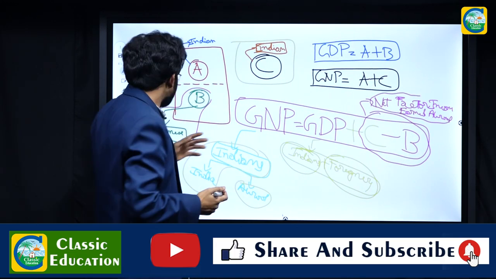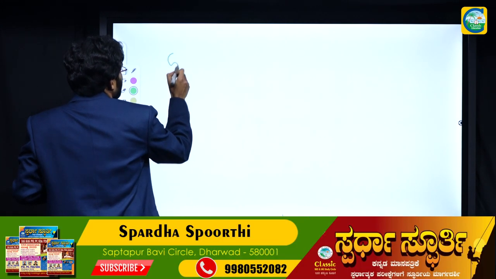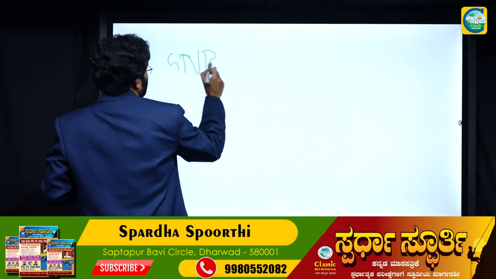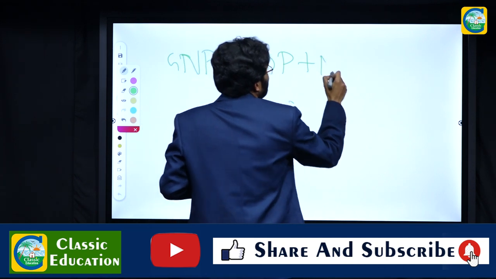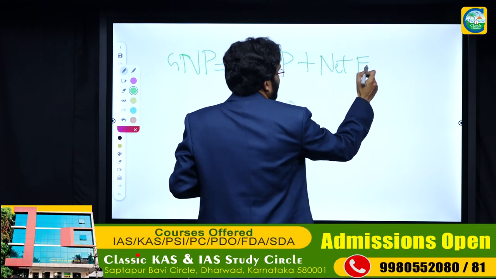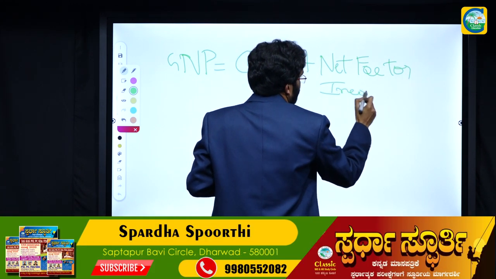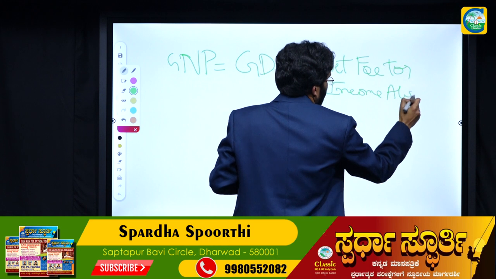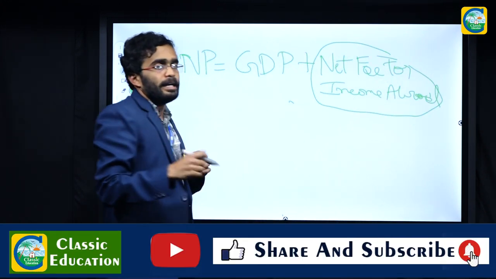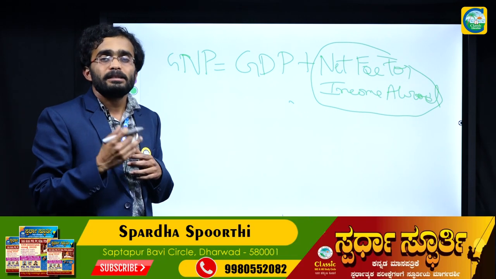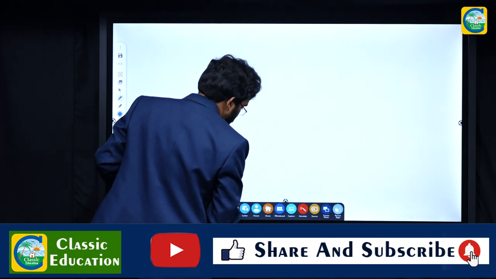So let us refine this and write it quite neatly. GNP, gross national product, is equal to GDP plus net factor income abroad. So we have defined this new term, net factor income abroad, NFIA. Let us go back to the slide and understand it better. What is NFIA? Let us understand it better, students.